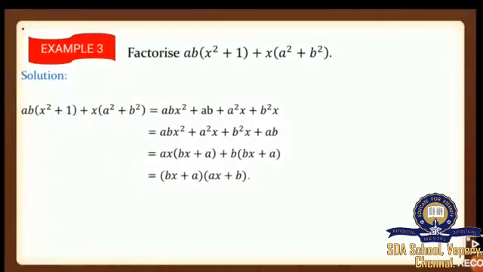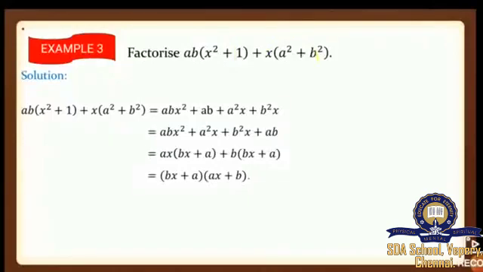Factorize ab into x square plus 1 plus x into a square plus b square. Now if you check whether there is any common factor among all the terms, there is no common factor, right? The next step is to think of grouping it. Here we cannot even group it since you have different terms. So what we need to do is multiply ab inside the brackets. Similarly, multiply the x term inside the bracket.